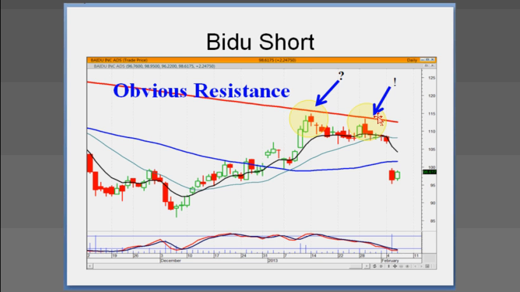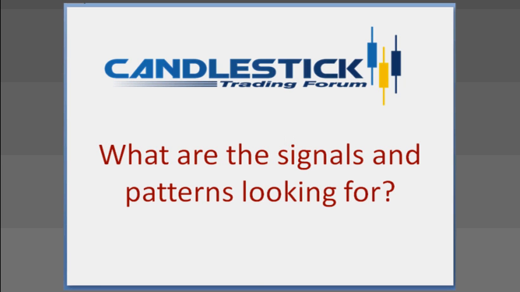Same scenario at the obvious resistance levels. But if we can see them come up and fail, come back up and do a candlestick sell signal, that's just telling us that that is obviously where we want to be starting to short a position. So what are we looking for in signals and patterns?